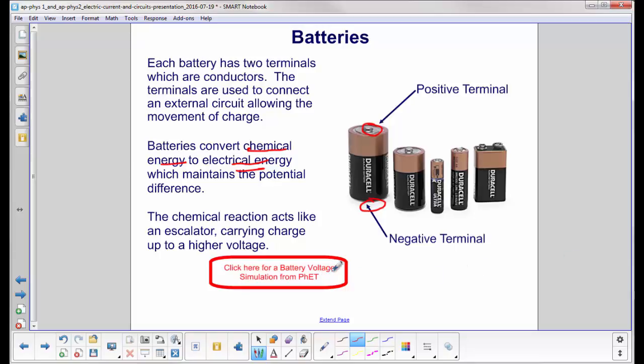This is a fantastic simulation from the University of Colorado website, PhET, on battery voltage. I suggest you click on that and try the simulation.